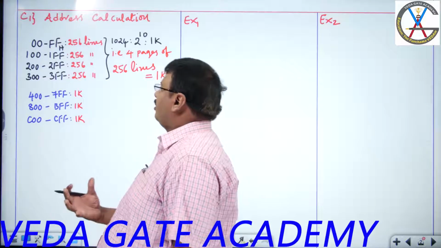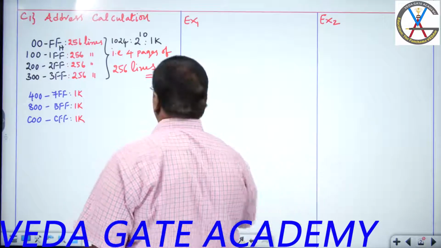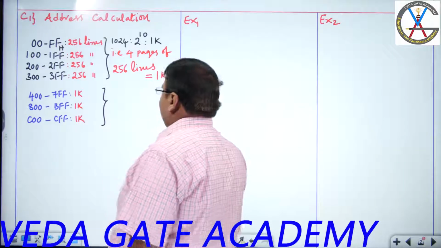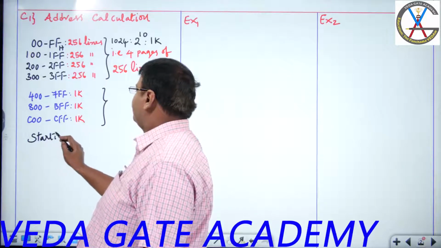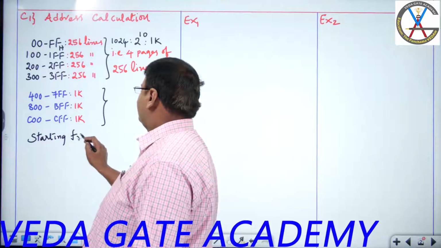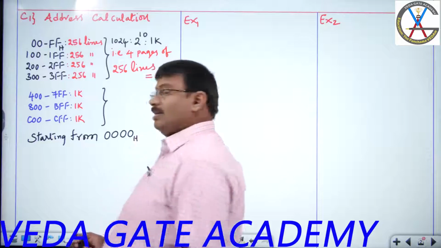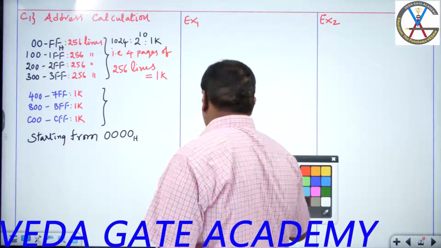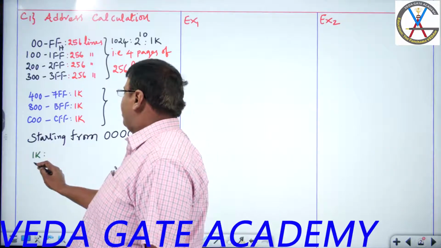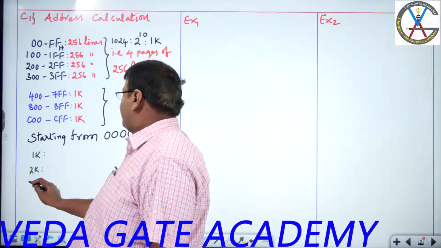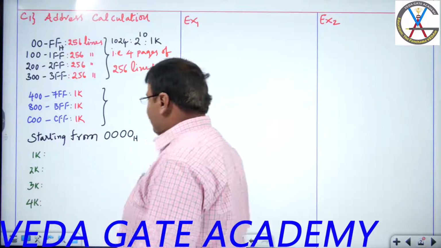Now, I just want a representation like this, starting from 0000 hexadecimal. So I want notations of 1K, 2K, 3K, 4K. Representation, please.